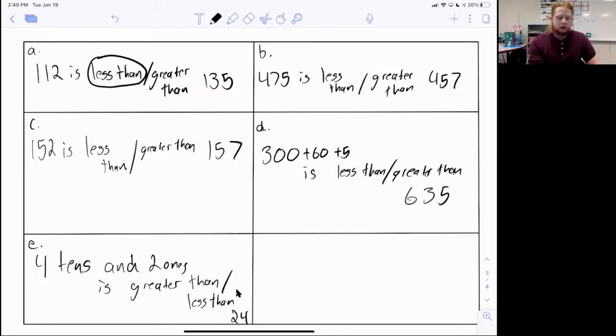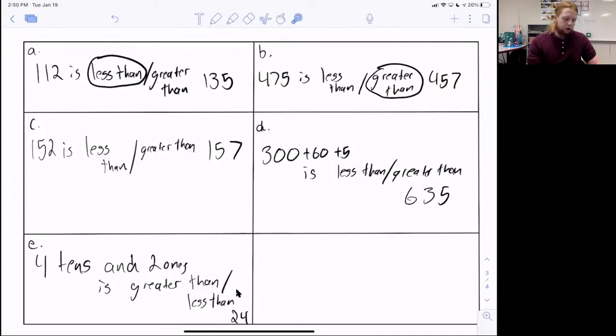B. 475 is less than or greater than 457. Let's look. Well, the 4s are the same in the hundreds. Oh, but the 7 and the 5 are different. What's bigger, the 7 or the 5 in the tens place? The 7. So 475 is greater than 457? I think so. Remember, if the bigger number's here in the beginning, it's greater than. If the bigger number's at the end, it's less than.